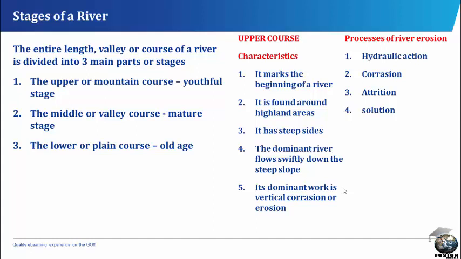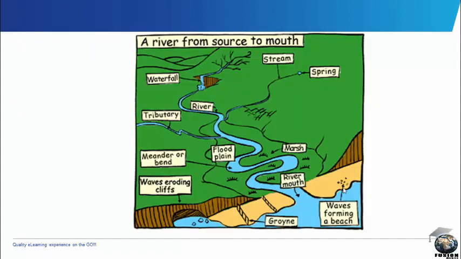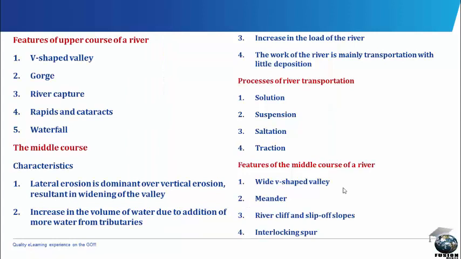Attrition is the wearing down of the load as they collide with one another and with the floor and sides of the valley. Solution refers to the chemical action of water on materials it comes in contact with while flowing. Here, rock salts are dissolved and carried away in solution. Here is a river from source to mouth. This picture explains a little bit of what we are talking about.